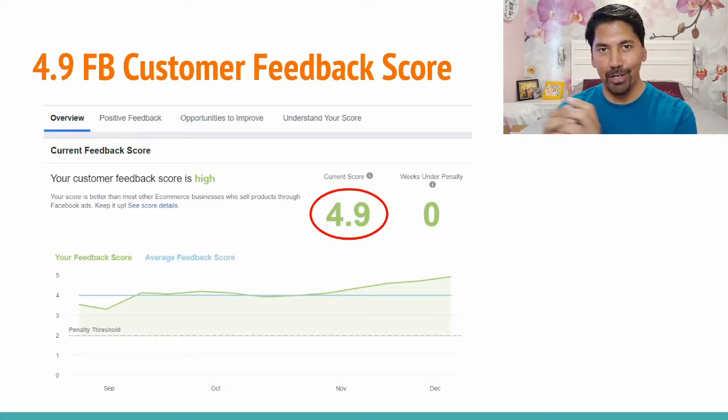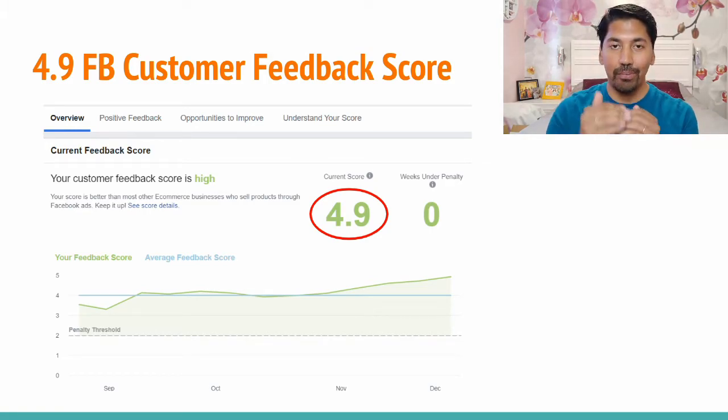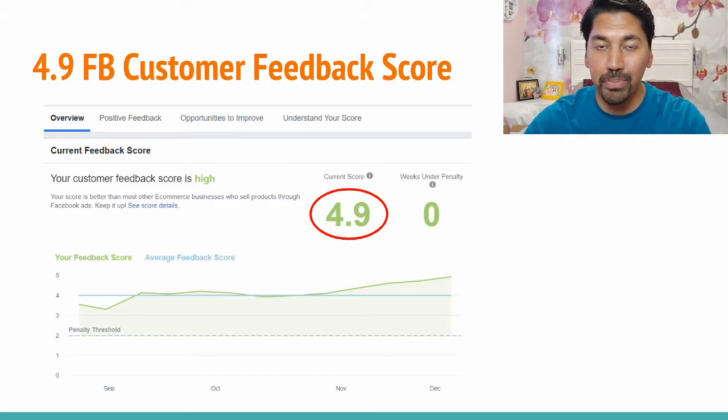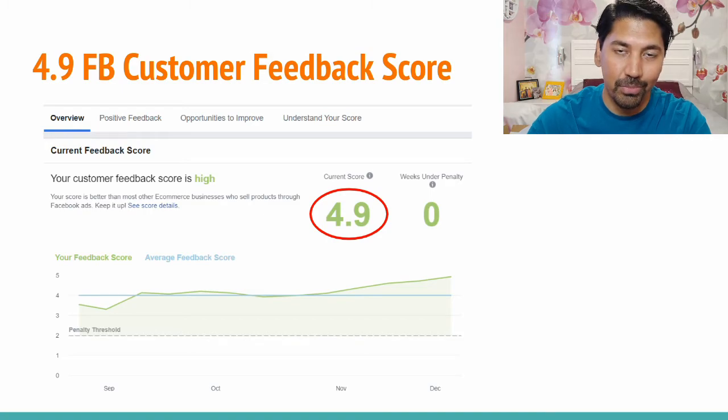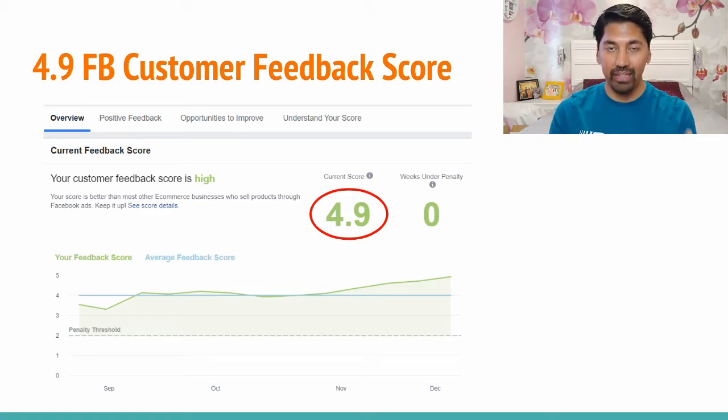So for the same $100 that you spend on ads, you'll reach fewer people, right? And that basically means that it will cost you more to acquire customers. Your cost of customer acquisition will go up. So if you do not have big enough margins built into your product, then you're going to suffer because you'll have to spend more on marketing to acquire the same customer. So that is the biggest detrimental effect of this negative feedback score.